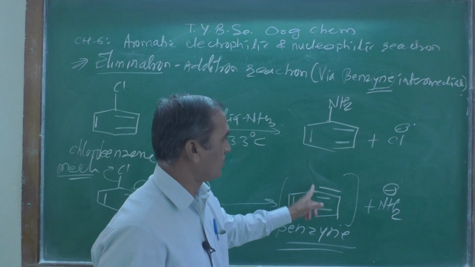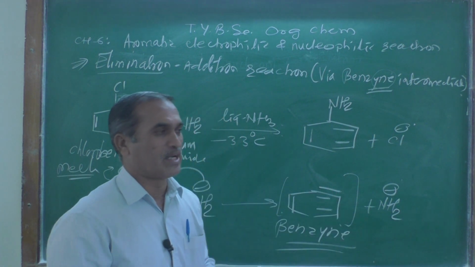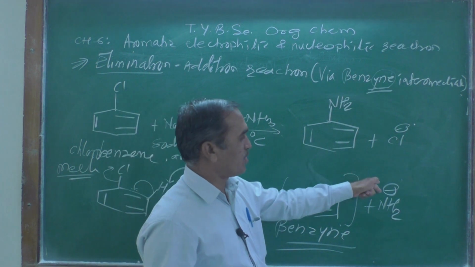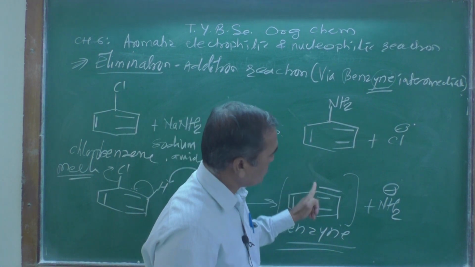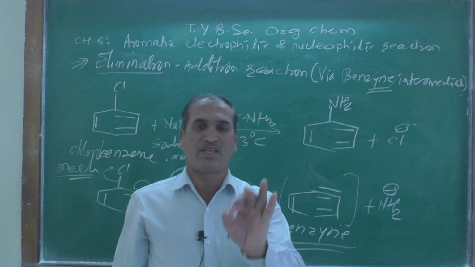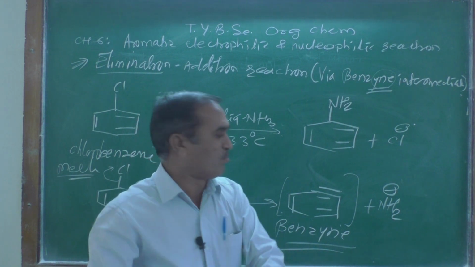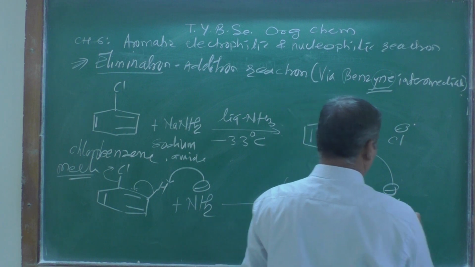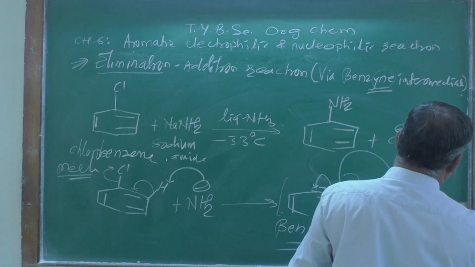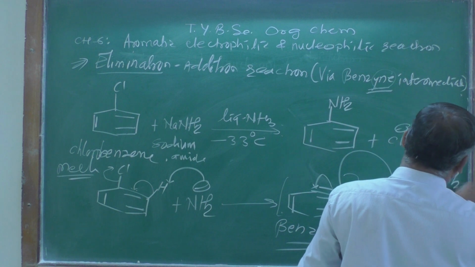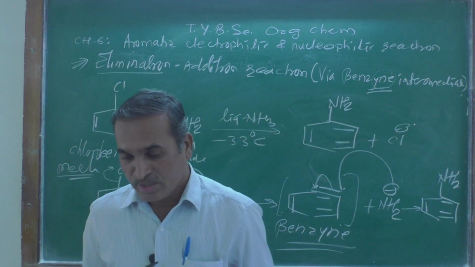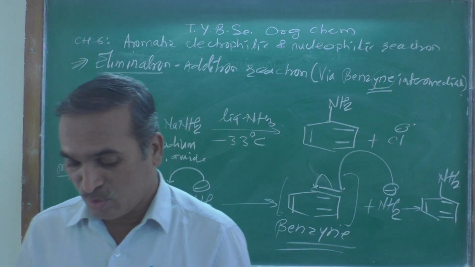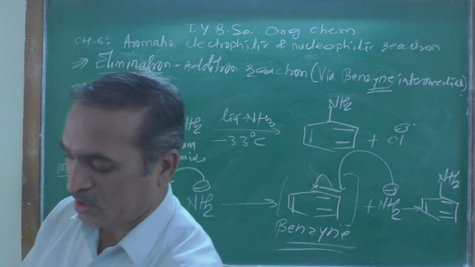It can attack here also as well as here, but this is a symmetrical molecule, and therefore either this NH2 is going to attack at this point or at this point. The resulting compound is the same, a monosubstituted benzene, which is aniline. So we will get NH2 there. Write this one. But in some other cases, let us see what is going to happen.